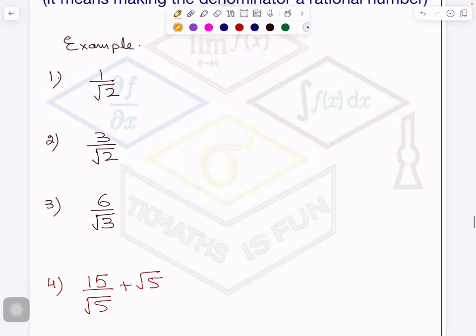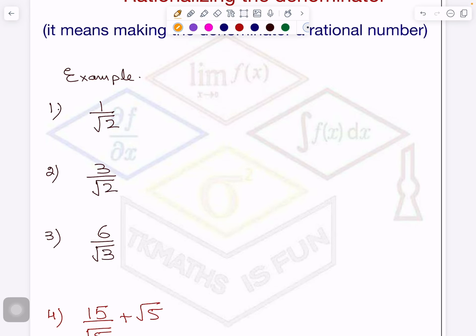On this page I have taken only single-term denominator surds. So the technique is you multiply and divide by the same surd which is in the denominator, and the only reason is when a surd is multiplied by itself exactly, it becomes a square, which is a. So here also 1 times root 2 is root 2 and root 2 times root 2 is 2. This is the simplified form in rationalizing the denominator.